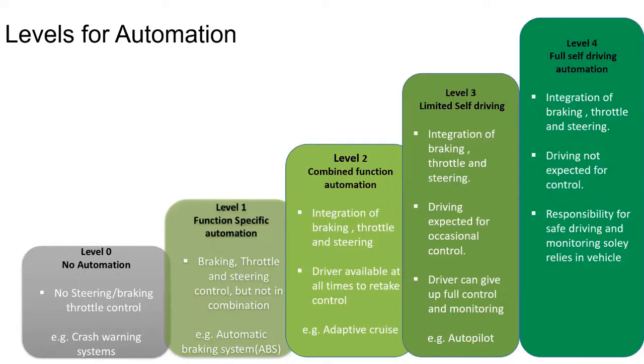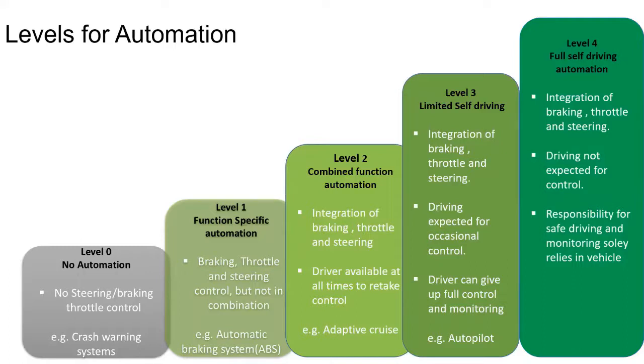Now that is a specific function, like brakes by itself. It is not a cross-functional automation. Now, level 2 is what we call combined functions. That means a couple of these functions talk to each other and make a better automation level. That's what we call level 2. And a quick example for that is adaptive cruise.